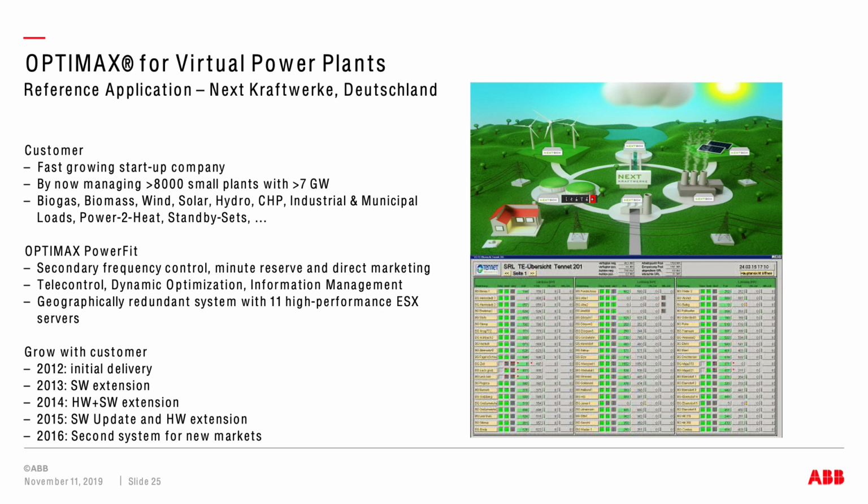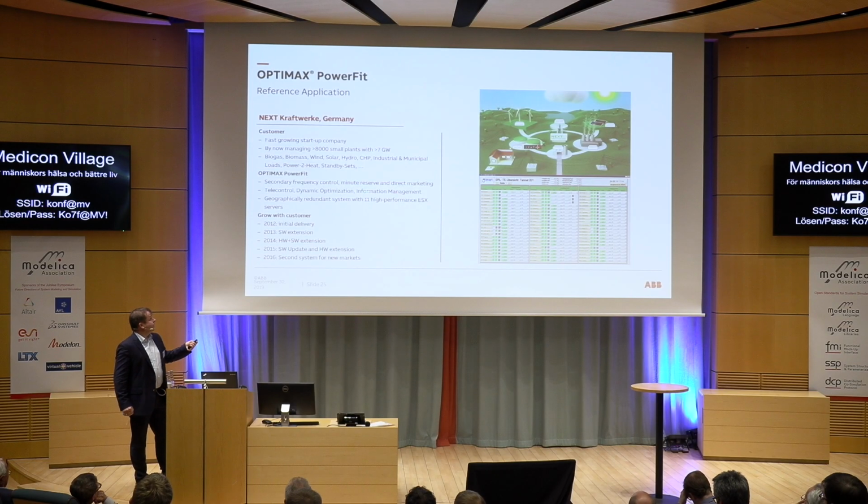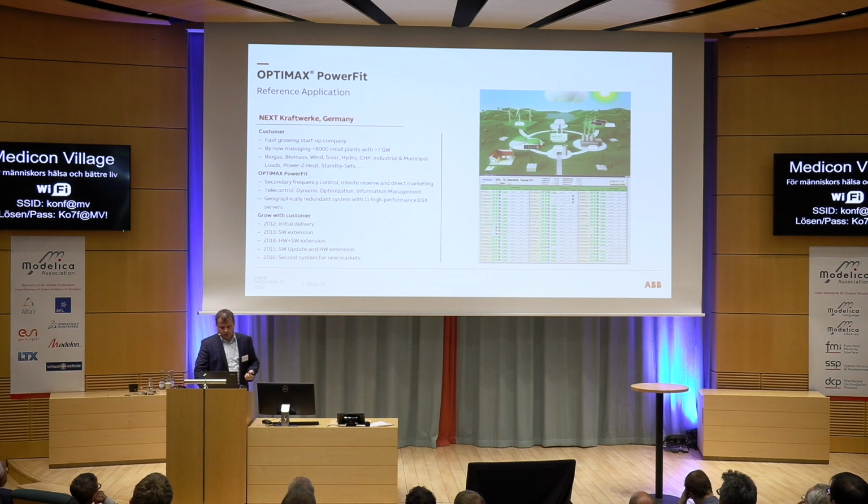So to put this in relation, the average power flow in Germany is 70 gigawatt. So this is 10% of the average power flow of Germany. What we provide is telecontrol, the telecommunication, optimization, mostly real-time optimization for the plants, and information management, so store data, make data available for the management of the plants.